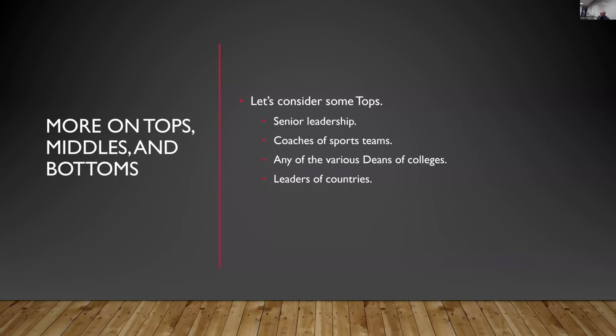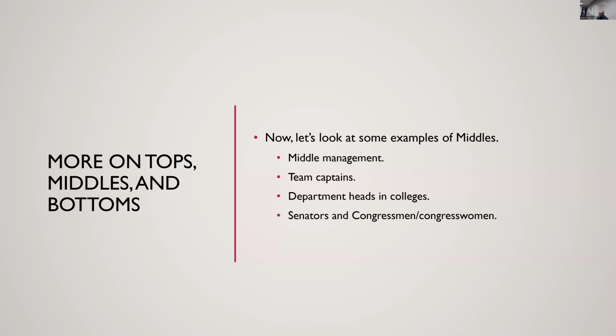Some types of tops. You've got senior leadership, coaches of sports teams, deans of colleges, leaders of countries. Once again, that's for the really grand, large scope system. When we start bringing it down, suddenly the people that were in the middle become the top. And other times, the people at the bottom become the top, and other people might become bottoms. So you have to mark off the boundaries of that system.